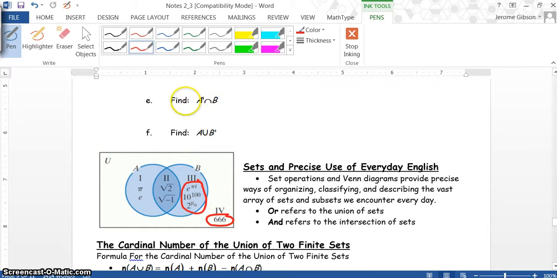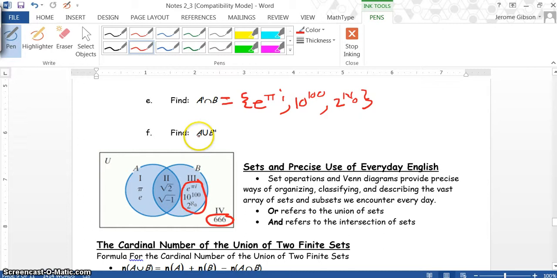Intersect B. Now, we know that B is everything in here, but remember it's the complement of A intersect B, so this would be their complement. So, our answer here would be e to the pi i, 10 to the 100th power, 2, and this would be our final answer.